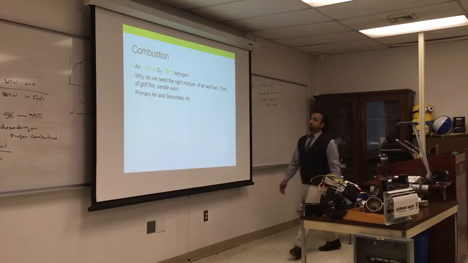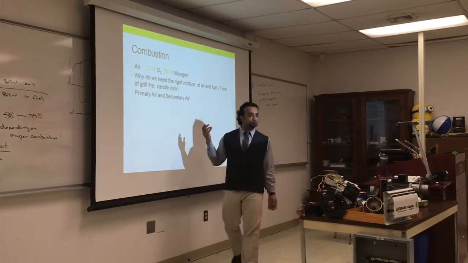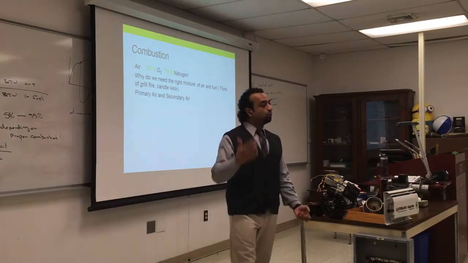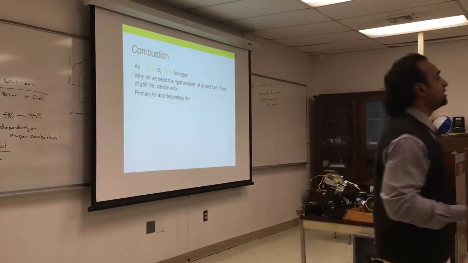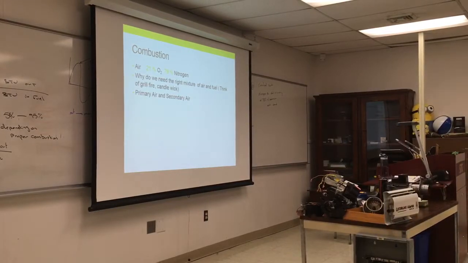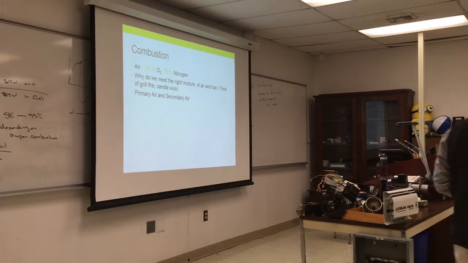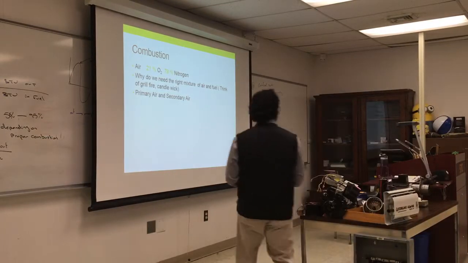Primary air and secondary air. Primary air is the air coming with the fuel. Secondary air is the air that you have at the chamber. When you burn, you create a vacuum, and you want to supplement that vacuum with some kind of air. So you have some kind of secondary air coming in.